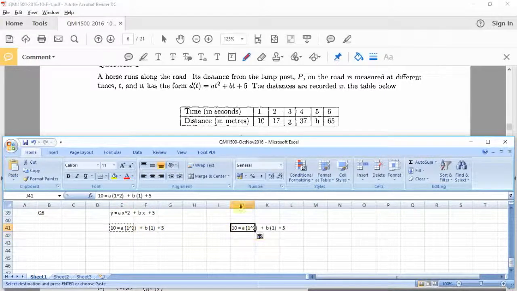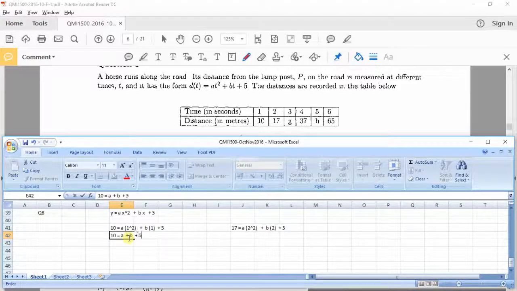Okay, so the other equation, I'm going to use this one. 17 and 2. 17 there, 2 squared, 2 times b. Right, let's simplify this. So 10 equals a plus b plus 5. Right, so 5 equals a plus b. Right, this side, 17 equals 2 squared is 4, so 4a plus 2b plus 5. Take the 5 across, 12 equals 4a plus 2b.